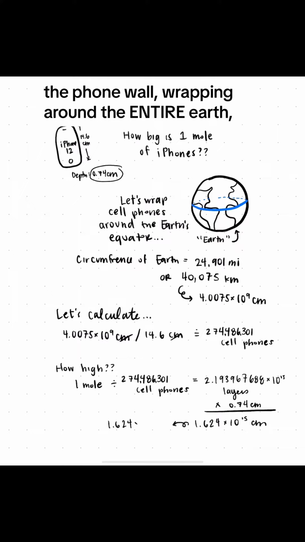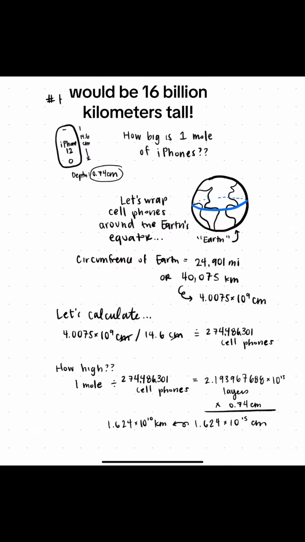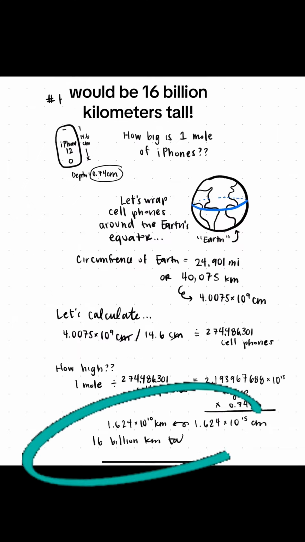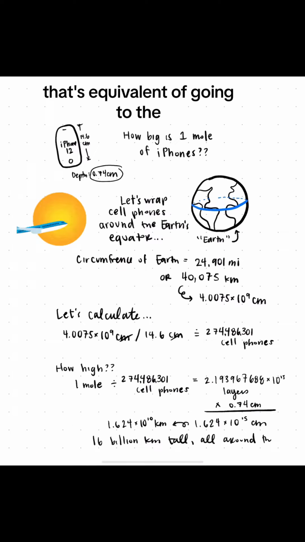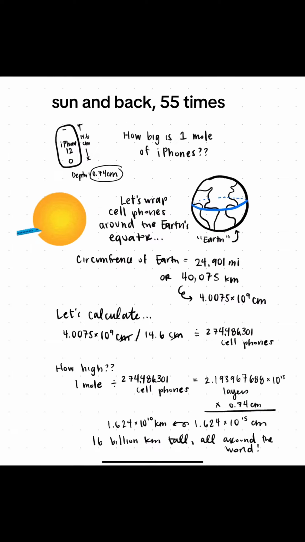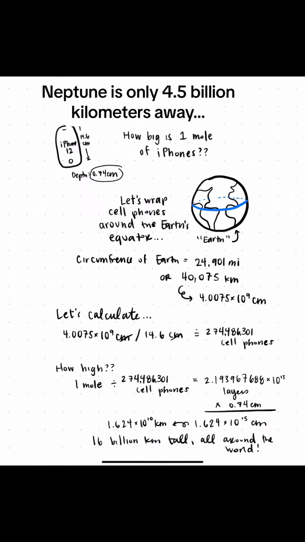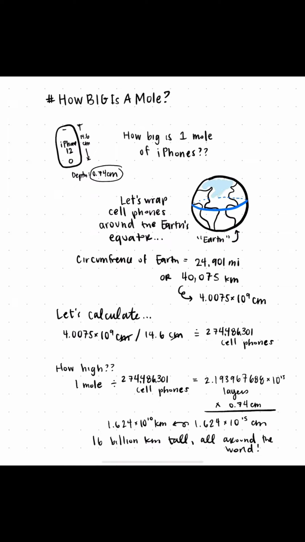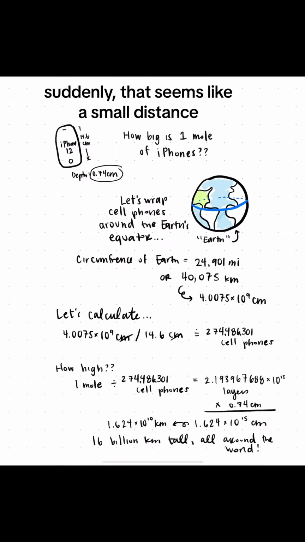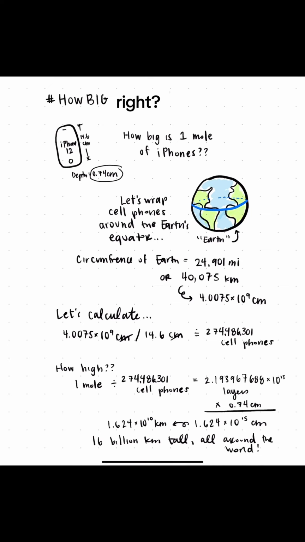The phone wall wrapping around the entire Earth would be 16 billion kilometers tall. That's equivalent to going to the sun and back 55 times. Neptune is only 4.5 billion kilometers away, 1/4 of this distance. Suddenly, that seems like a small distance, right?